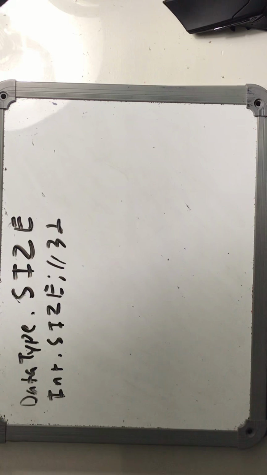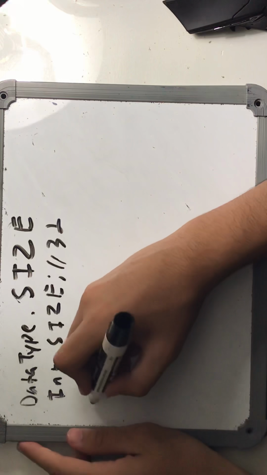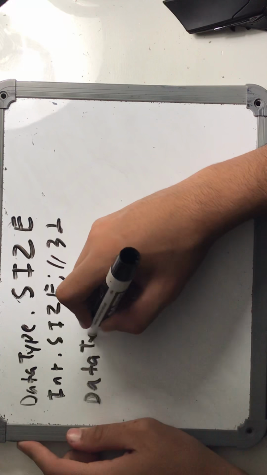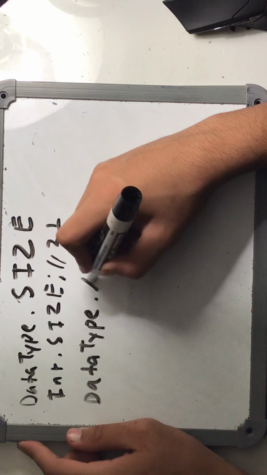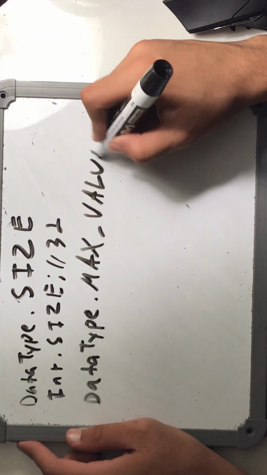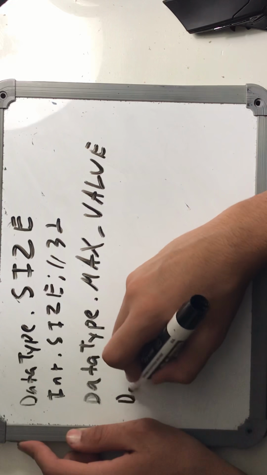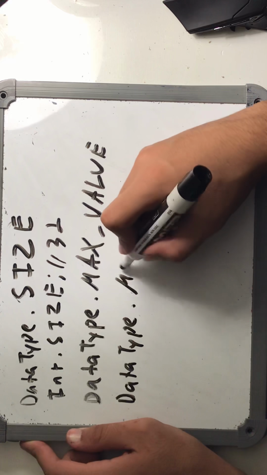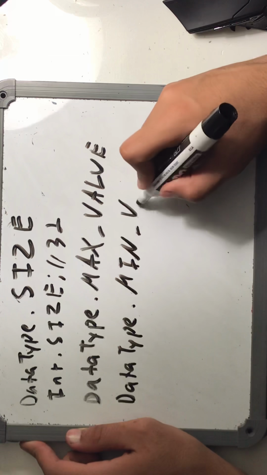So that's one question you may get on the computer science test that's going to be an easy 6 points. Another question that may be easy is data type dot max value, or data type dot min value.